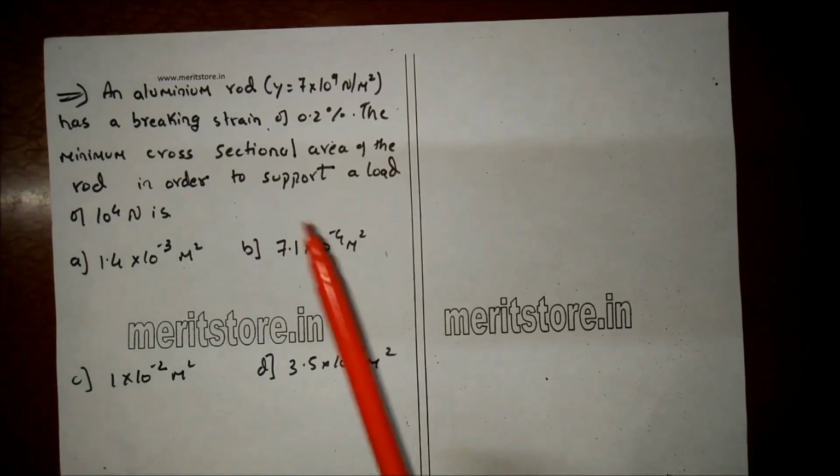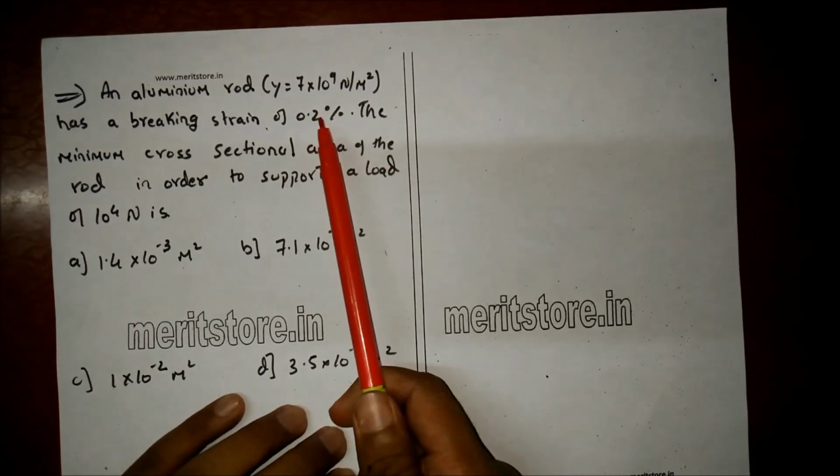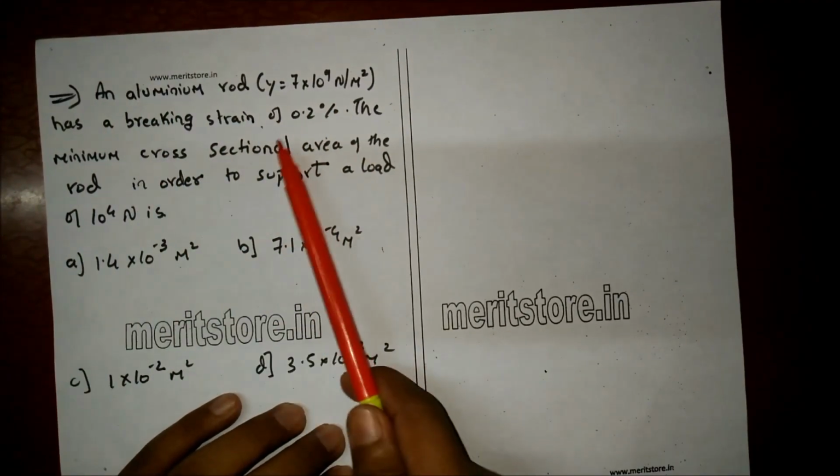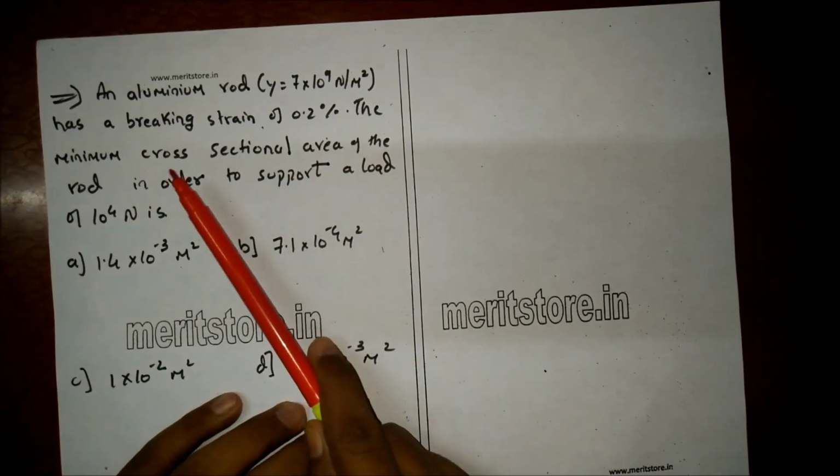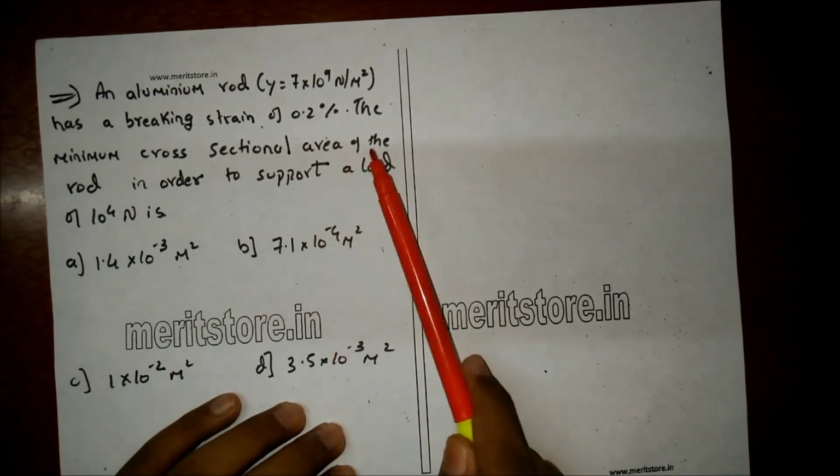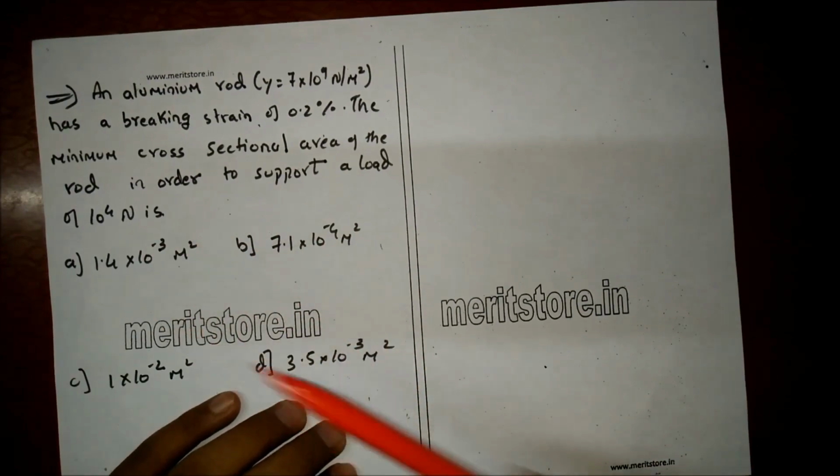An aluminum rod with Young's modulus 7 × 10^9 Newton per meter square has a breaking strain of 0.2%. The minimum cross-sectional area of the rod in order to support a load of 10^4 newtons is, here are the options.